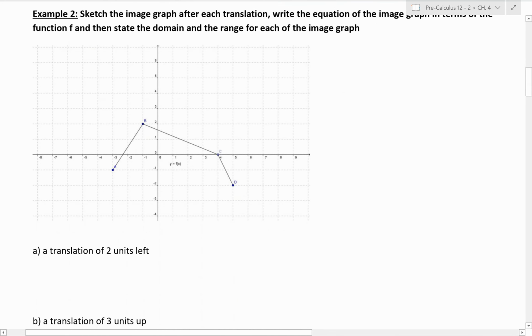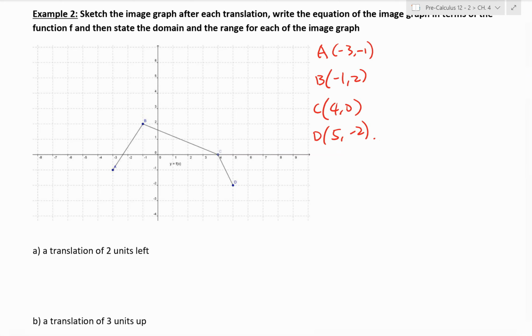Okay, so here, let me just write down the points. So this is A, and that's -3, -1. We have B, which is -1, 2. C, which is 4, 0. D, which is 5, -2. So these are the 4 points, and this graph is f of x. Now we're going to do part A first. It says a translation of 2 units left.